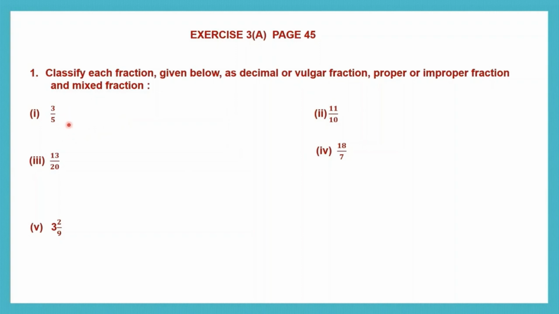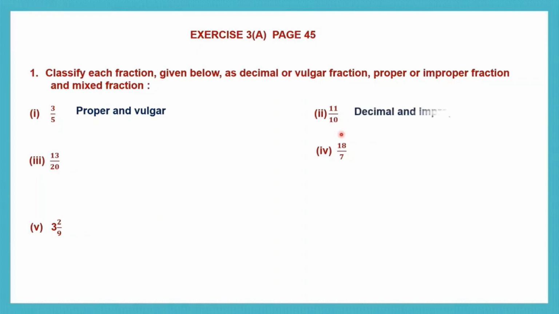Now 3 by 5, the denominator is greater than the numerator. And the denominator is not 10, 100, 1000 or a higher power of 10. So this can be a proper fraction and a vulgar fraction. Proper fraction because the denominator is greater than the numerator. Vulgar fraction because the denominator is not 10 or a higher power of 10. Question 2, we have 11 by 10.